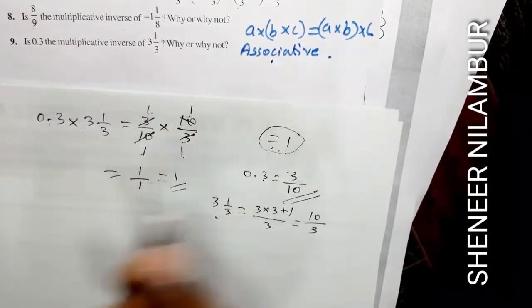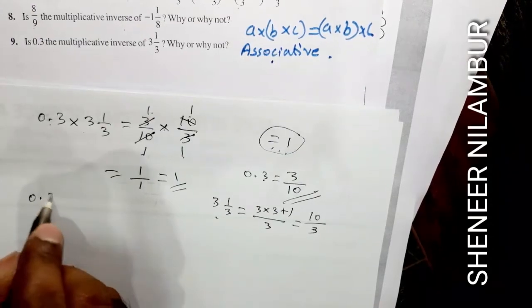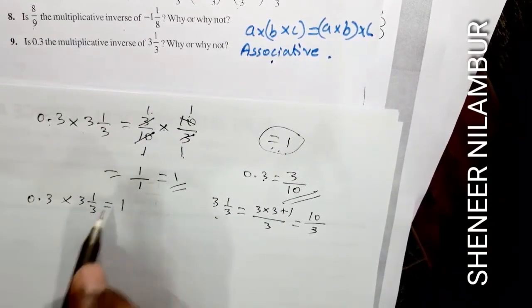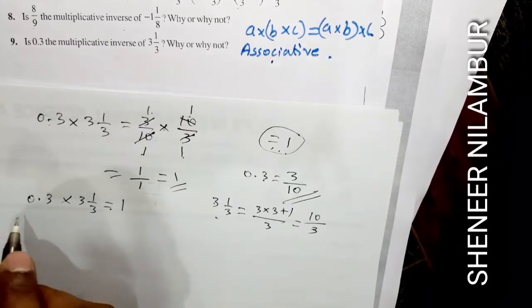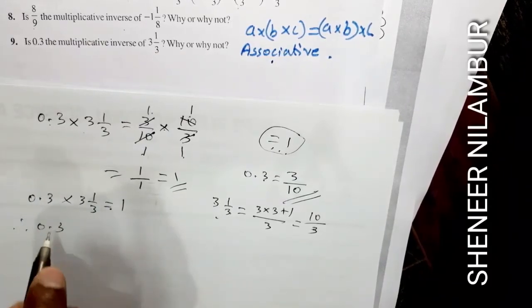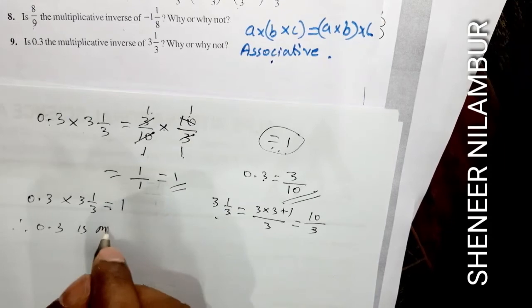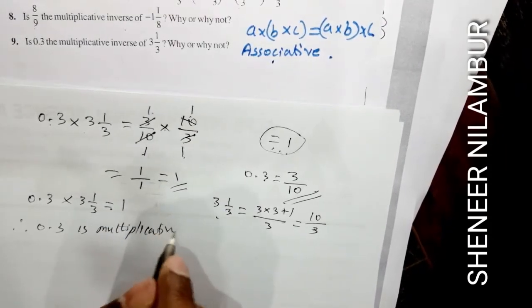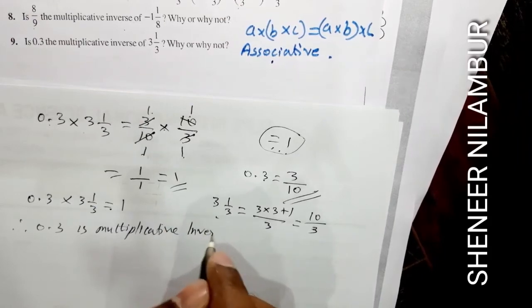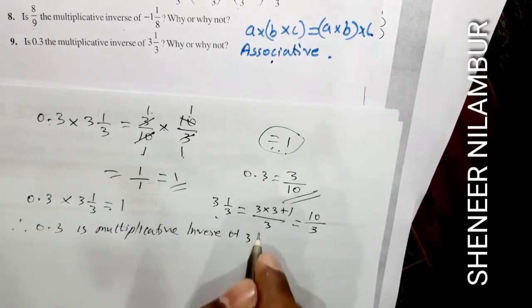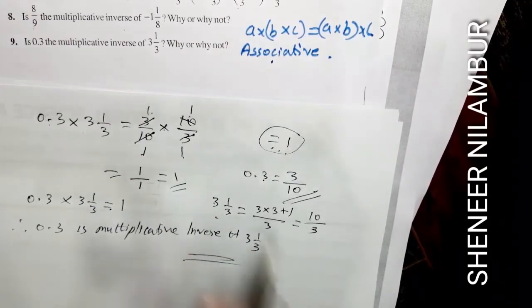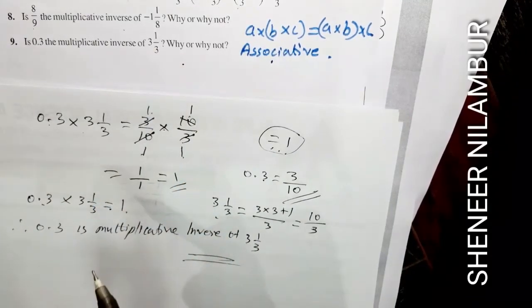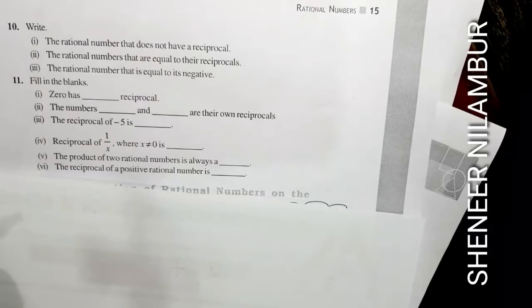If it is equal to 1, what can we say? 0.3 into 3 1 by 3, we got the answer 1. If it is 1, it will be the multiplicative inverse. Therefore 0.3 is the multiplicative inverse of 3 1 by 3. Here the answer is equal to 1, that's why. Now we can go to question number 10.